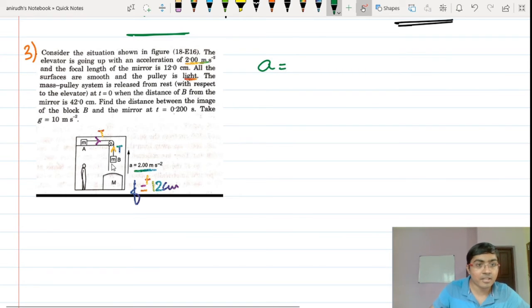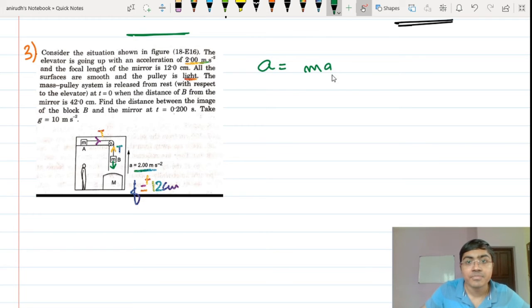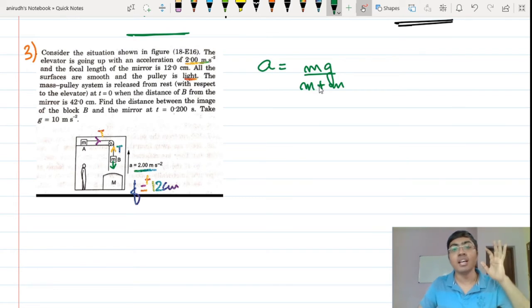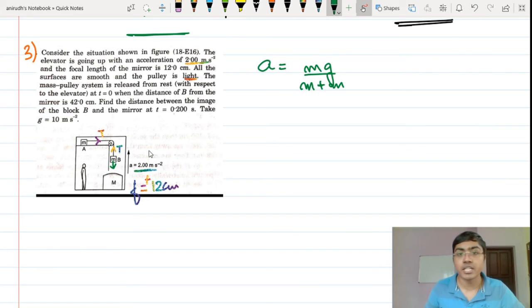Acceleration is equal to net external force. The net external force is only mg, small m multiplied by g divided by M plus m, that is the net mass. Pulley is massless, frictionless. I don't have to consider I by R square at all. There is no torque acting on this particular pulley because on both sides the tensions are equal.